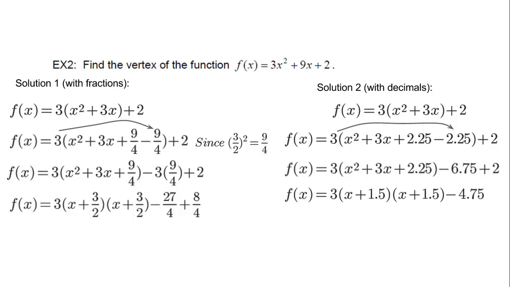The other one's a lot easier. I mean, you're just subtracting 6.75 from 2 to get negative 4.75. And then we've got our quadratic in vertex form: x plus 3 over 2 squared minus 19 over 4. Negative 27 plus 8 is 19 over 4. You can write this as a mixed number if you like, or you can just leave it like that.